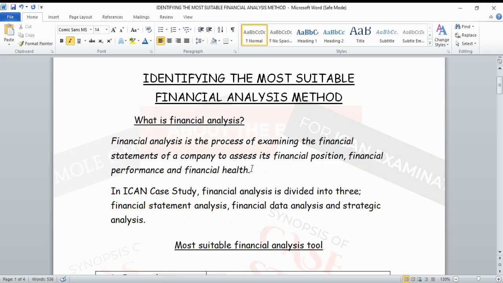Financial analysis could also be assessing a project, a contract, a proposal. The financial analysis of the ICAN case study is divided into three: the financial statement analysis, the financial data analysis, and the strategic analysis. I used to say it a lot: your ICAN case study requirements would always move around these three things. So always go around this. That's why in my previous classes, I tried as much as possible to teach you about financial data and financial statements. I talked about strategic analysis.